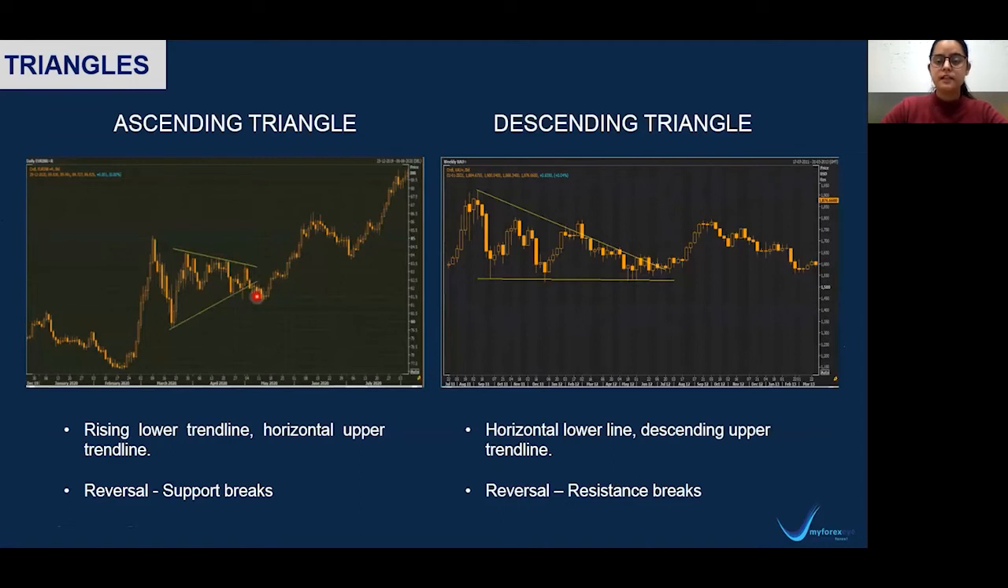In a descending triangle, the lows are roughly at the same level and the highs are reducing. Thus, the lower trend line is horizontal and the upper trend line is downward sloping. The reversal takes place here once the resistance breaks. This is how we analyze triangles.